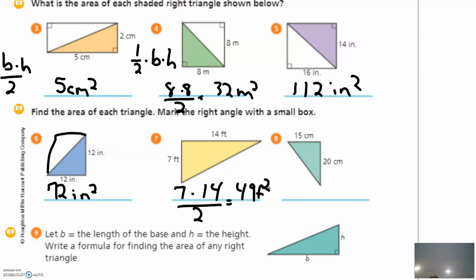Okay, so look down here at number 9. I know we're skipping number 8, but look at number 9. They're saying the B is the base and the height is the H. The formula for finding the triangle is going to be base times height divided by 2. And I would suggest, before you do any work today, that you try to write that formula down and then look at that formula when you're figuring it out. Especially don't forget to divide by 2.